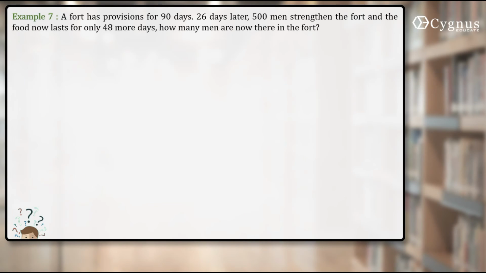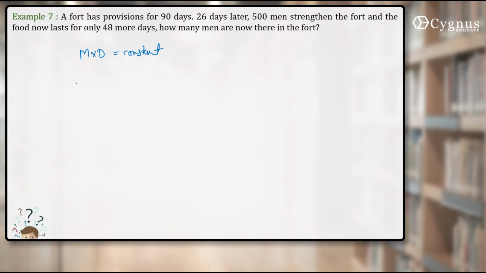What's given here? A fort has a provision for 90 days. What does it mean? I have food for 90 days. For how many people? I don't know. But we know that men and days are inversely proportional to each other. That's why the product of men and days should be constant.